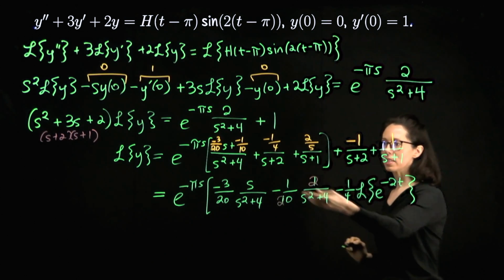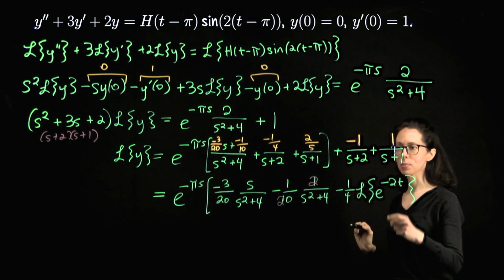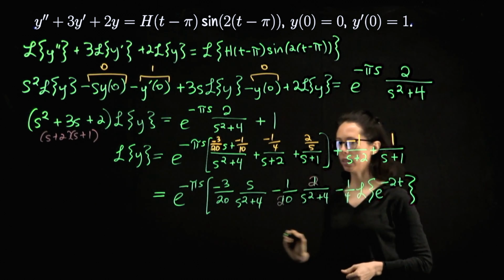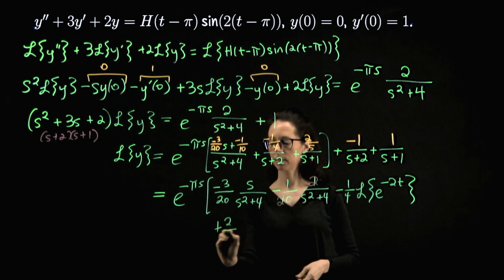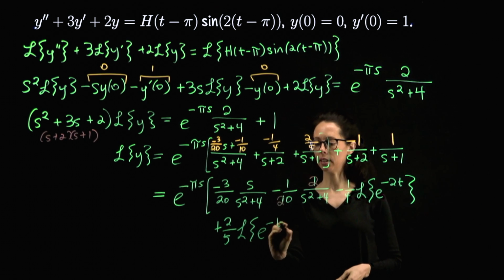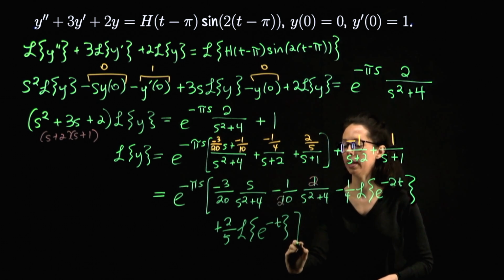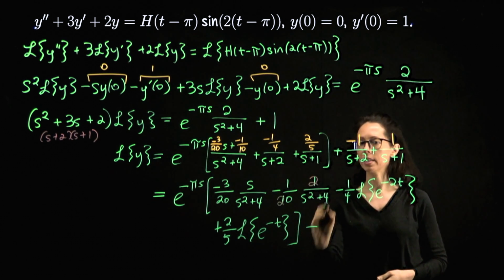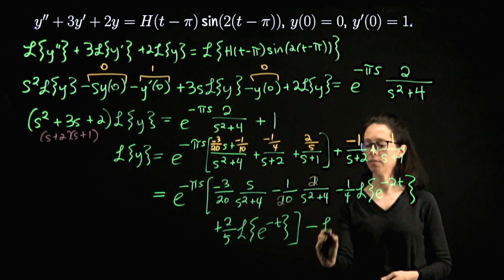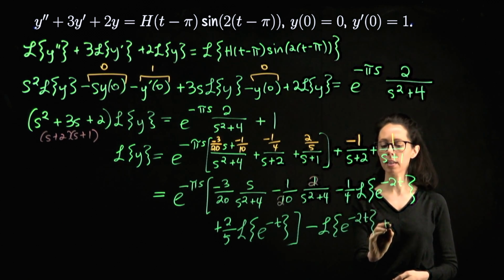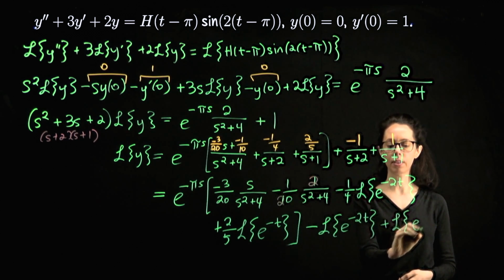So, okay, this expression here looks like -1/4 times the Laplace transform of e to the -2t. Similarly, this one looks like 2/5 times the Laplace transform of e to the -t. Okay, that ends the particular solution component. And then we have already said that this looks like negative Laplace transform of e to the -2t plus the Laplace transform of e to the t.